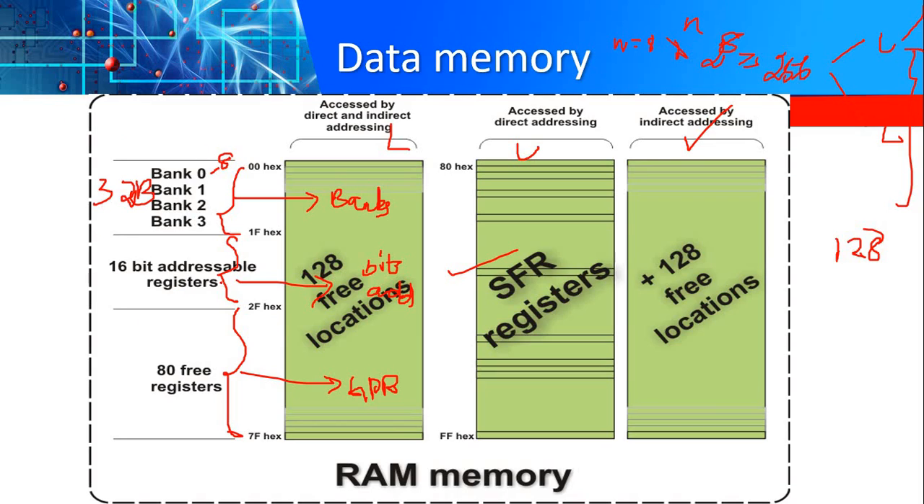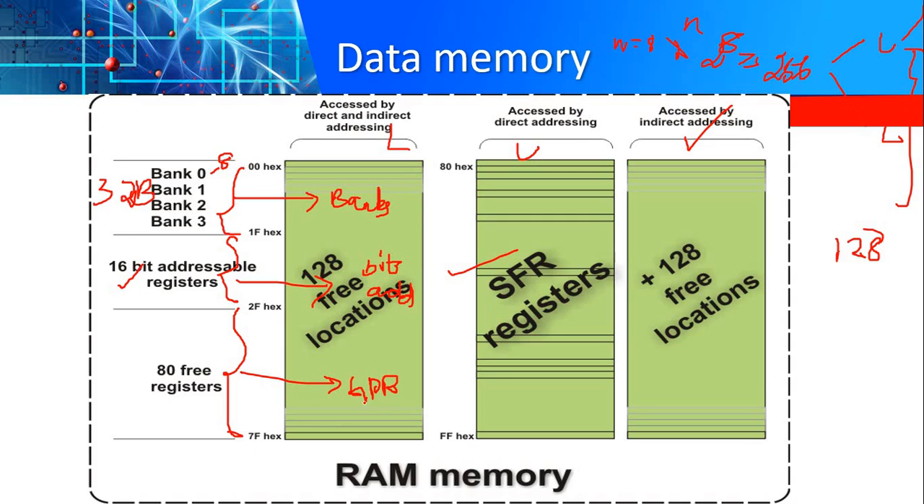Next, the bit addressable register. We all know what a bit addressable register is: it will access the bits only. If I have 8 bits, and I'm in need of only 2 bits, I can access only those 2 bits. In that case, it is a bit addressable register.